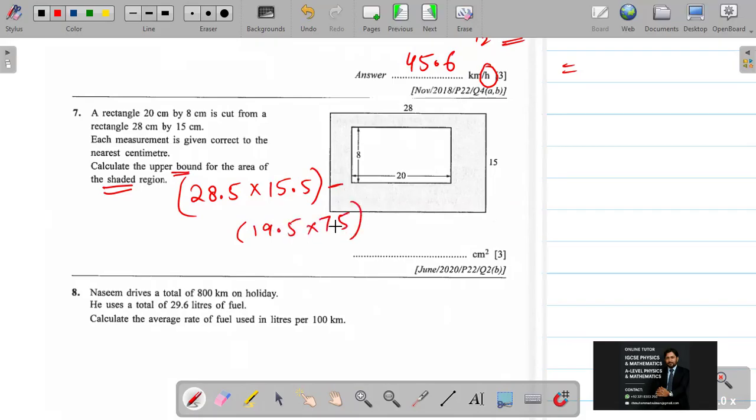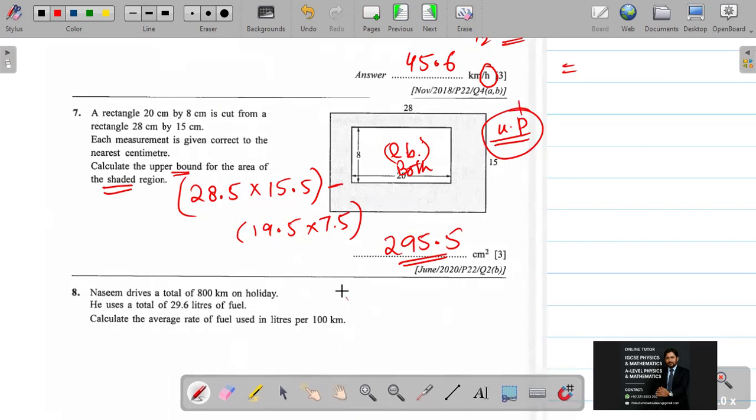So 28.5 multiplied by 15.5, bracket close, minus 19.5 multiplied by 7.5, bracket close. All right, 295.5. Always remember that when you are subtracting something, take its lower bounds. And when you are taking the upper bound for the area, take the upper bound for your positive value.